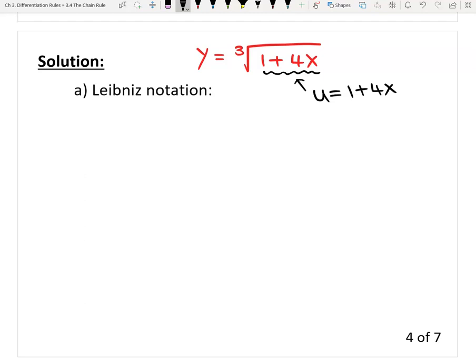Let me write. So this we call the decompose. The first step, of course, is decompose. I wrote here: decompose. And then we already said that the outer function is y equals cube root of u. I wrote here, y equals cube root of u. And then u, the inner function, is 1 plus 4x. That's good. This is the decomposition.